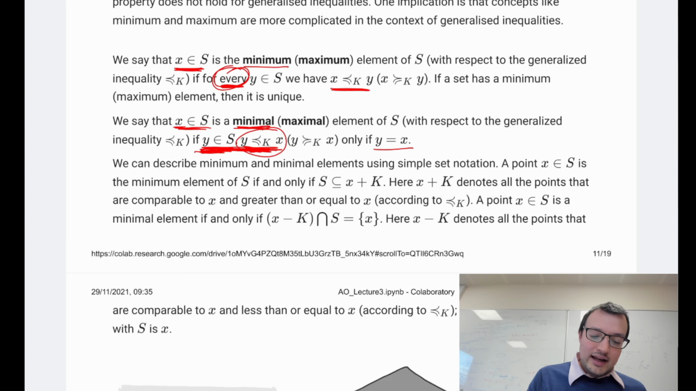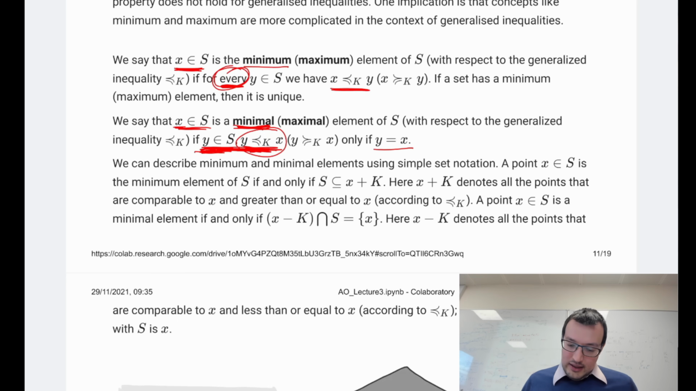For the minimum element we have to compare all y's and our x has to be smaller than all the y's. For the minimal elements we don't need to compare all the y's, but whenever we can compare it, and the element we compare is actually less or equal than x, that implies that it has to be equal to x.